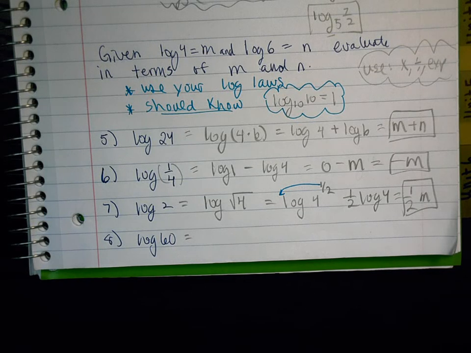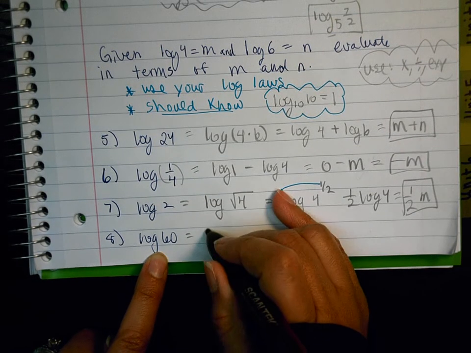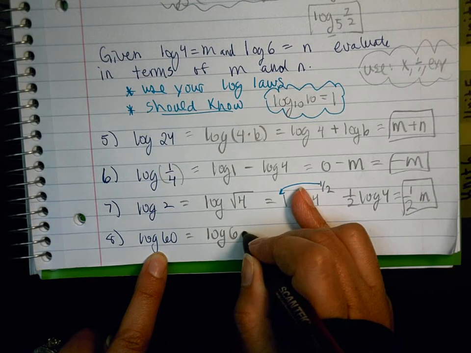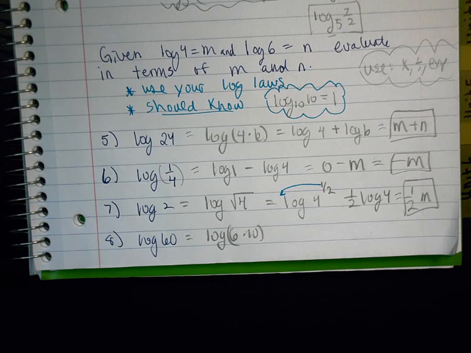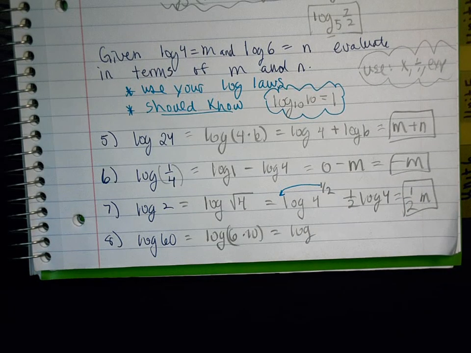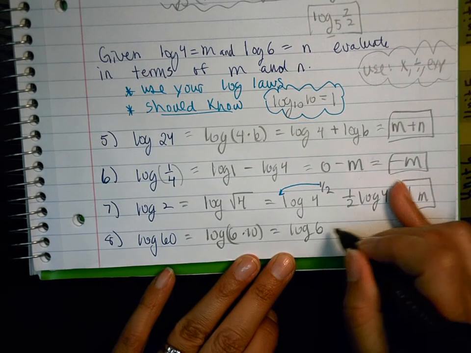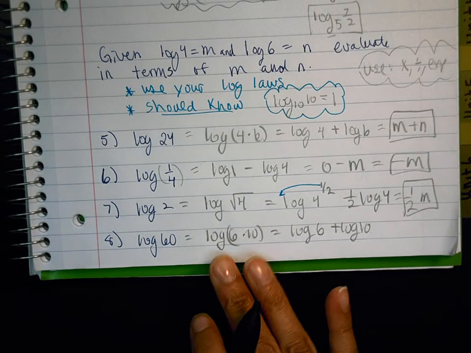All right, 60. This is the one where I'm going to use my should-know, because it's log of 6 times 10. Do you agree that 6 times 10 is 60? Okay, so I didn't use the 4. I have to use my log laws. Remember, ripping things apart: log of 6 plus log of 10. Do you agree that's what I would get using my log laws when I rip them apart?